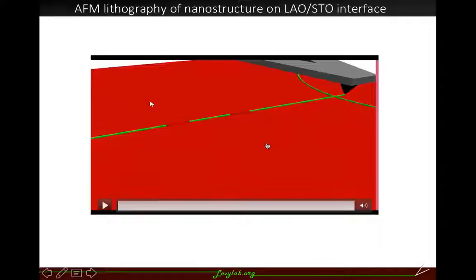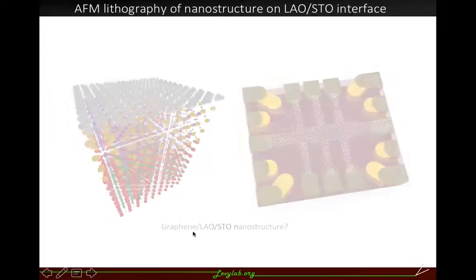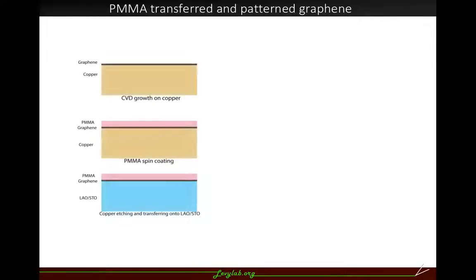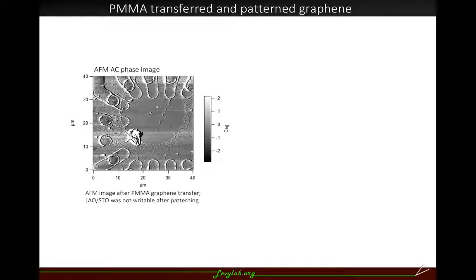So the question is, can we combine the versatility of graphene with the writability of our LaAlO₃/SrTiO₃ system and create a graphene LaAlO₃ nanostructure on demand? The first thing we tried was the conventional PMMA transfer technique, and we found that after the transfer process, there are a lot of residues on the surface of LaAlO₃, and the sample is not writable anymore.